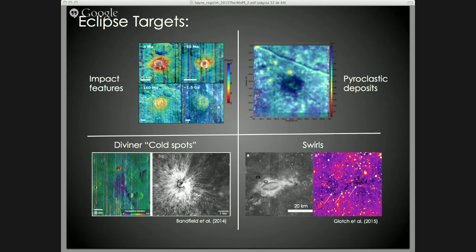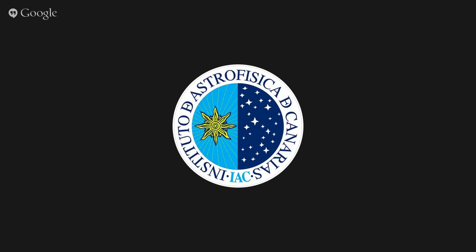We wanted to target these features during the lunar eclipse to see if that upper layer, the upper centimeter, is also different from the surroundings, in addition to that tens of centimeter layer. So here's an example of one of these. So here's the impact crater. It's warm because it's got lots of large and small rocks, and then around it is this cold spot.